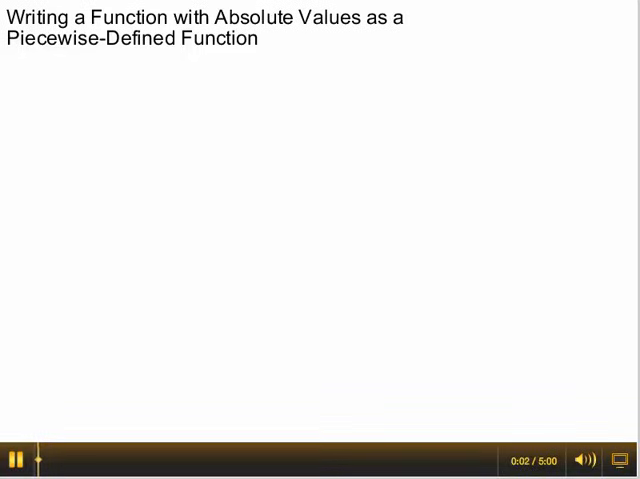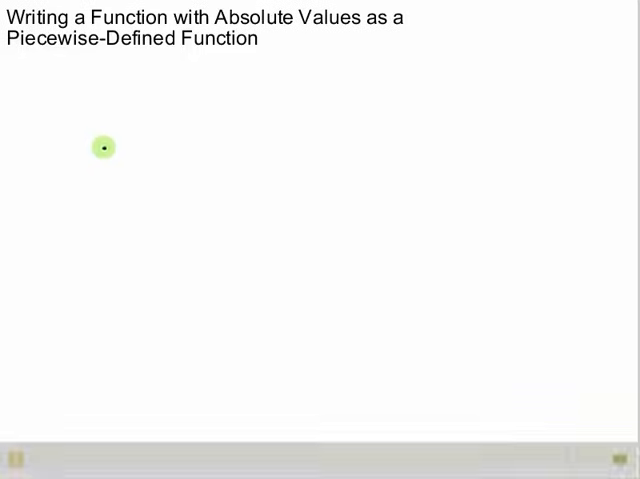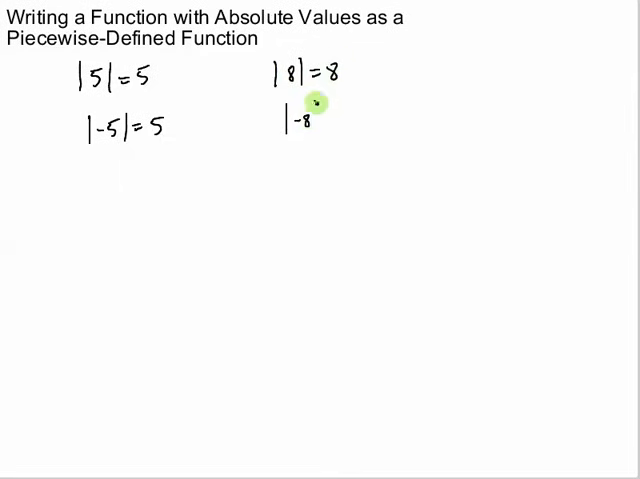Okay, let's make some basic observations about absolute values so we can understand how to write absolute value functions as piecewise defined functions. So here's an example. The absolute value of 5 is 5, and the absolute value of negative 5 is also 5. The absolute value of 8 is 8. The absolute value of negative 8 is also 8. And that's enough, I guess.